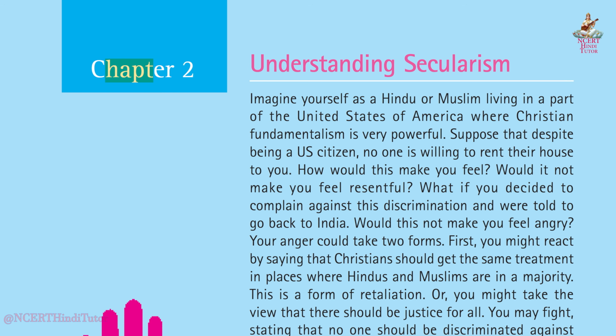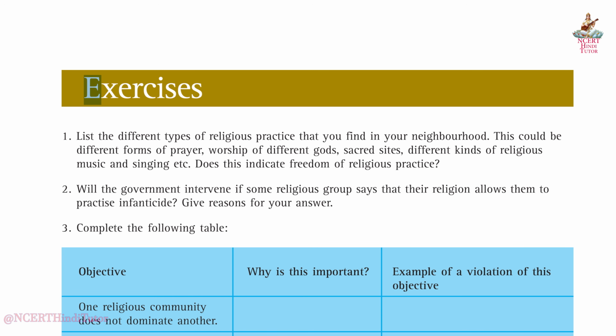Chapter 2, Understanding Secularism, question answers from Class 8 Social Science, Social and Political Life 3, Exercises. Question 1: List the different types of religious practice that you find in your neighborhood. This could be different forms of prayer, worship of different gods, sacred sites, different kinds of religious music and singing, etc. Does this indicate freedom of religious practice?